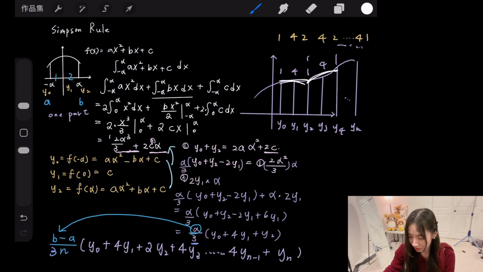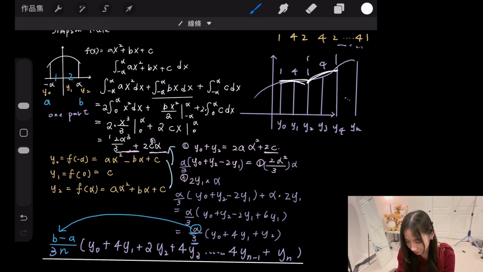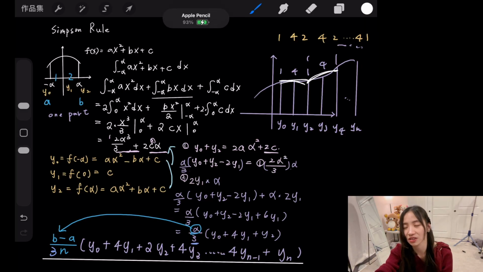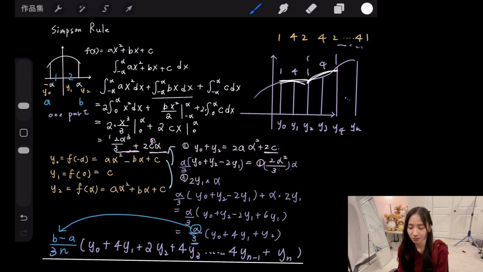So therefore, this is the formula for the Simpson rule. Okay, so next time, if you forgot about the Simpson rule, the formula, then you can try to use this method to get the formula back.